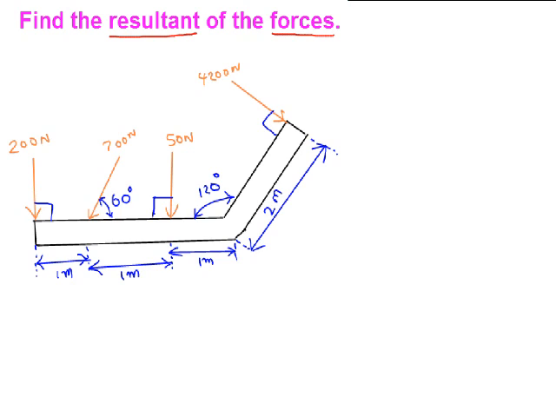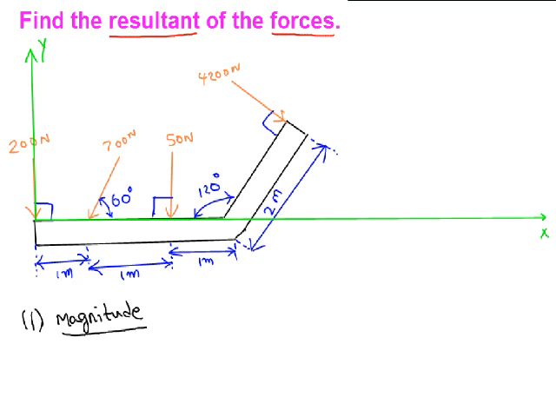For that, let us first establish an x and y axis. Okay, let us say this is the x-axis. Let us say this is the y-axis. Let me quickly mark them. This is x-axis. This is y-axis. Okay, the first step of finding the resultant completely is finding its magnitude.